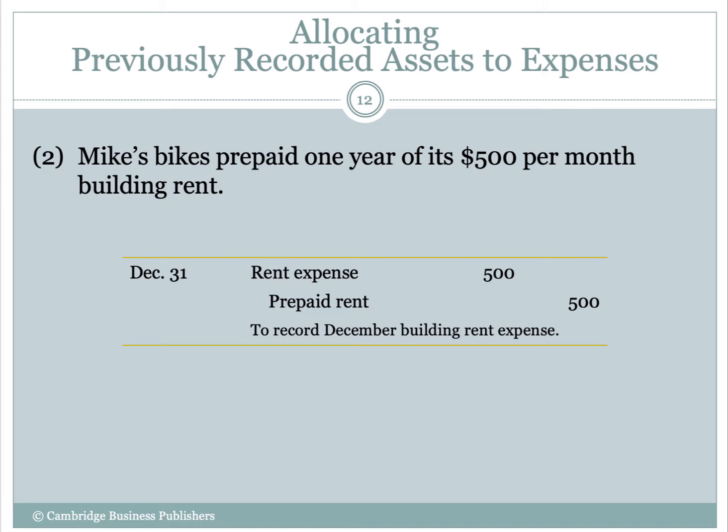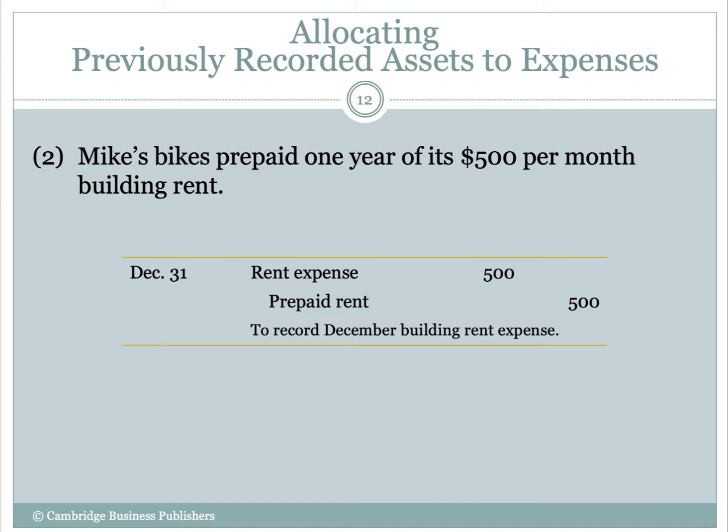Okay, so let's look at another example of rent expense. Okay, or prepaid rent, right? Mike's Bikes prepaid 1 year of its $500 per month building rent. So at the beginning of the year, we gave our landlord a year's worth of rent, right? To book that journal entry, we're decreasing one asset, which is cash, because we're paying cash, and we're getting something for it. We're getting an asset. We're buying a resource that we can use in our operations. That's the prepaid rent, okay?